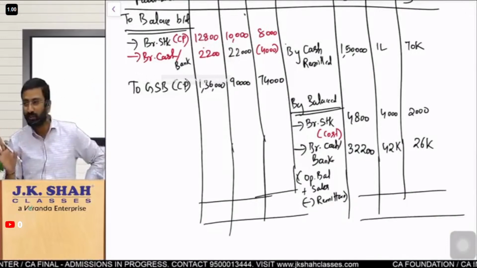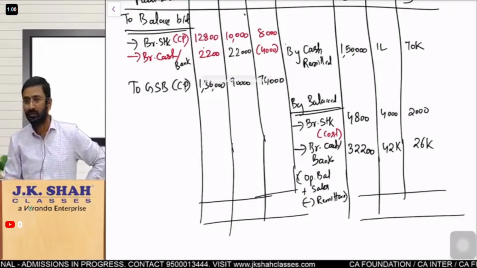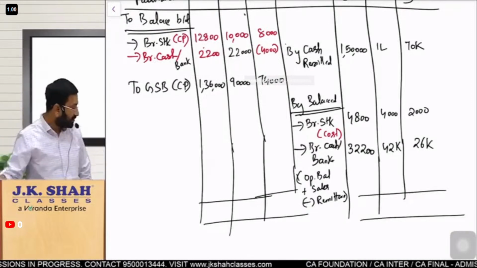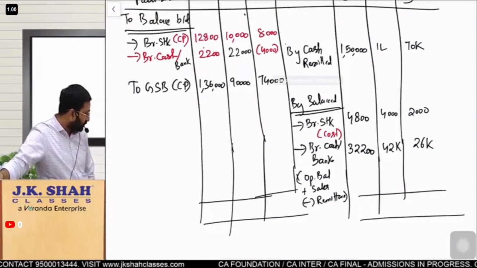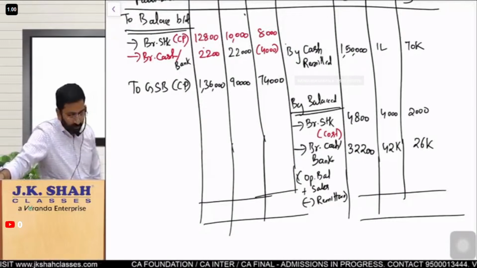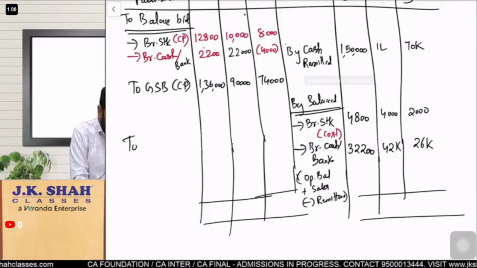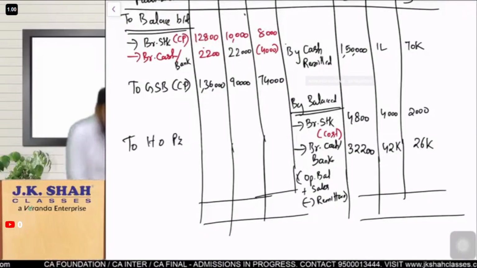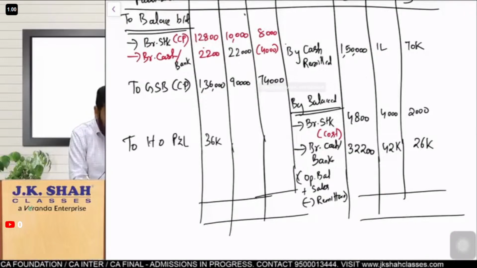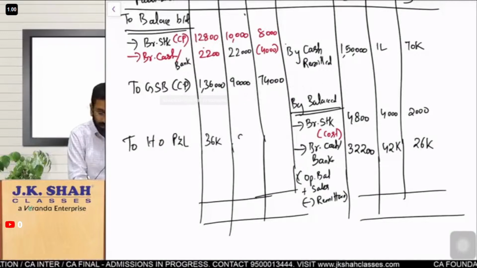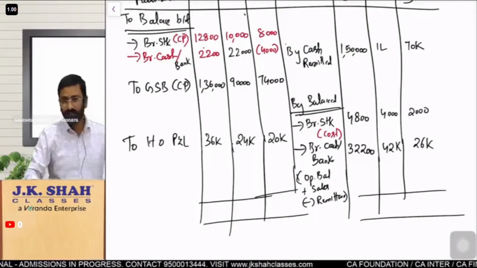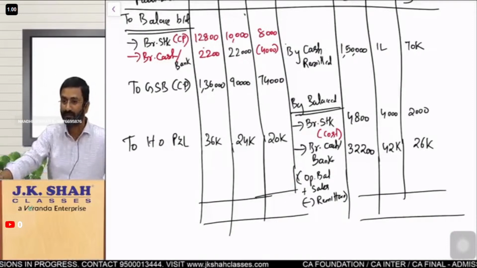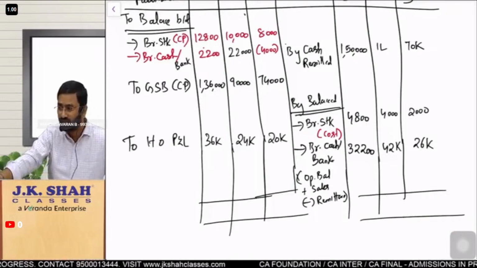Closing cash calculation: opening balance plus cash sales minus that remittance. Profits to head office P&L. Anyway, you know the answer is 36,000. Matching, na? That's it. See, beautifully framed question now.